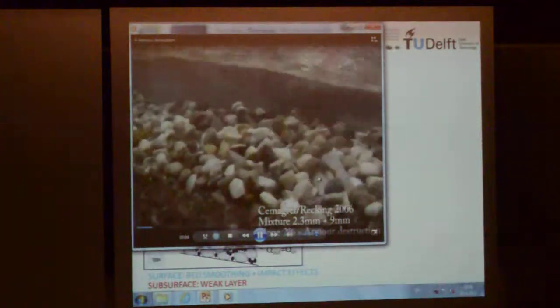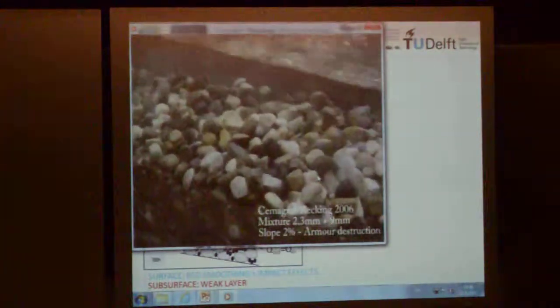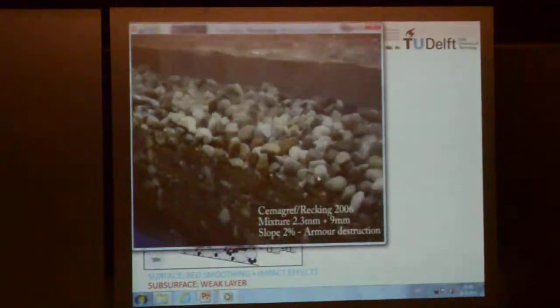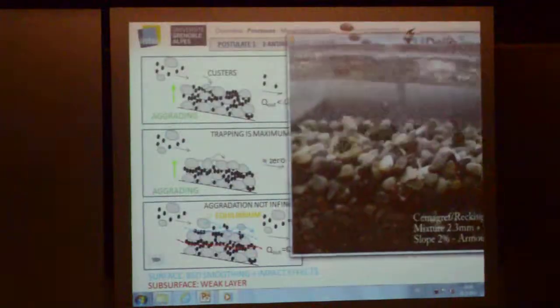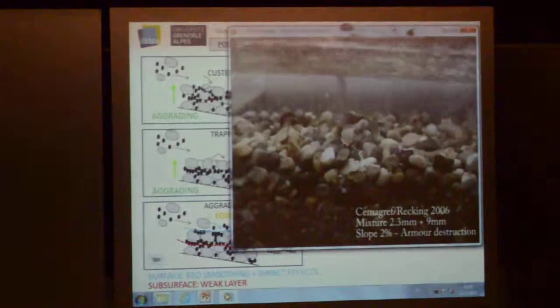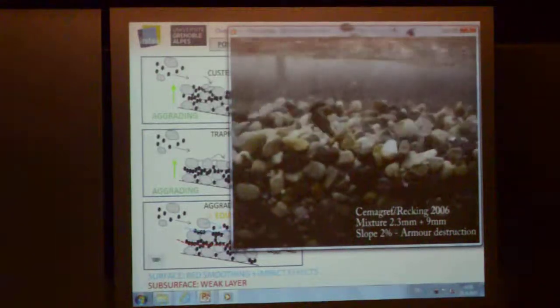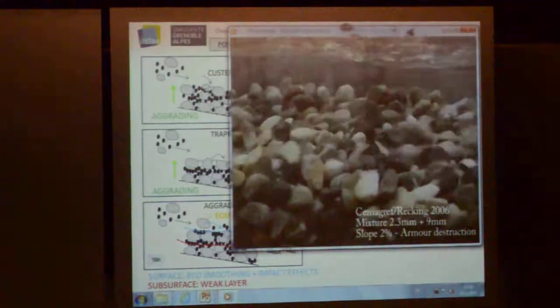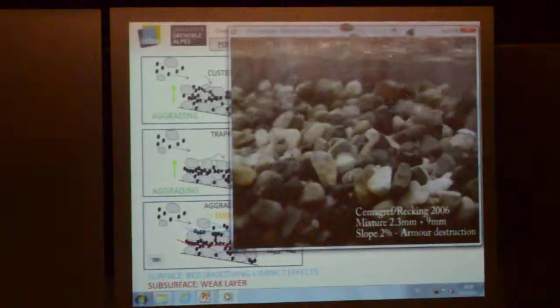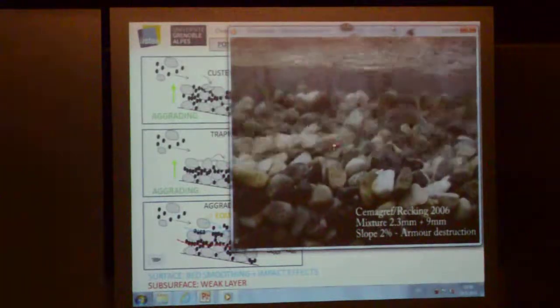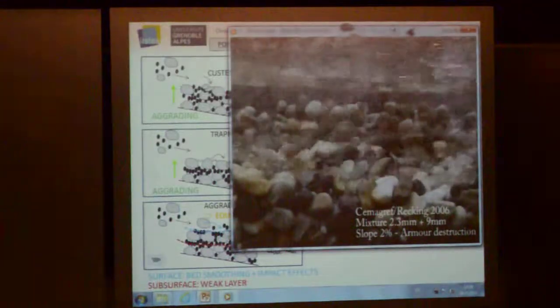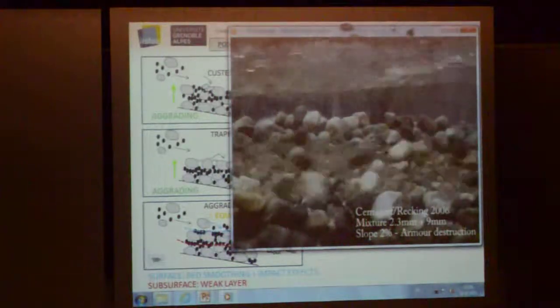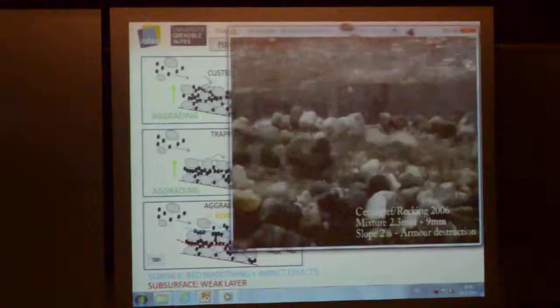This is the same as before, a few minutes later. So if you look carefully, you will see that some fine sediment will participate again in the transport. You can see the sand here. Actually, the armor layer is being destroyed.